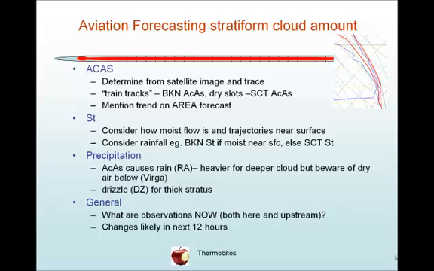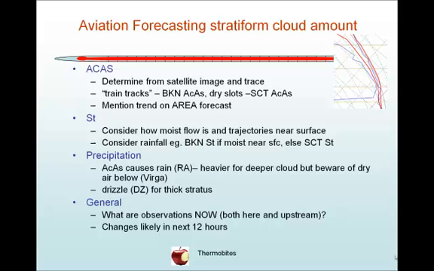In terms of precipitation, ACAS causes rain, which is heavier for deeper cloud, for reasons that will be explored in a cloud microphysics course, but also beware of dry air below the cloud base, which will result in virga, that is, precipitation that doesn't reach the surface. There's also drizzle, and drizzle occurs for thick stratus, so thick cloud near the surface of the Earth.